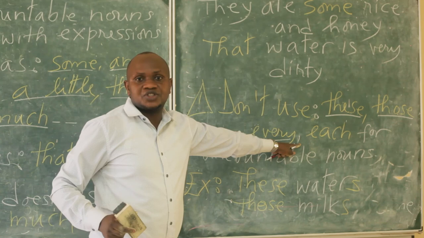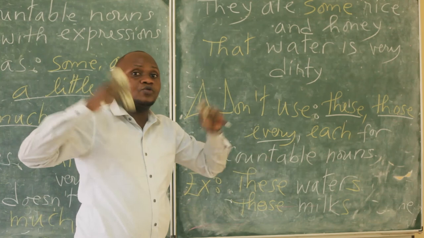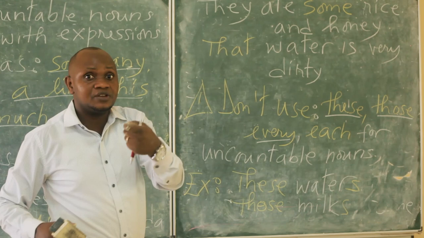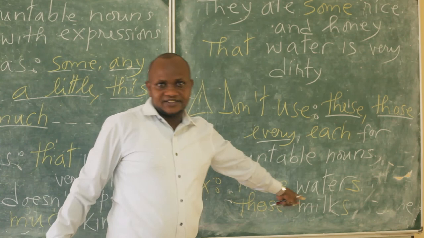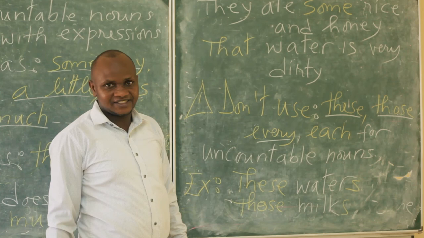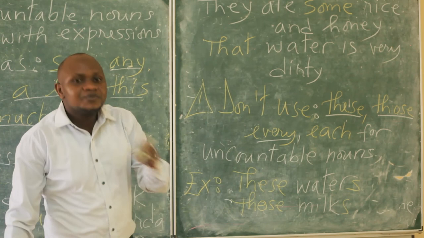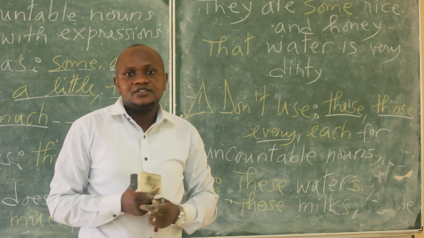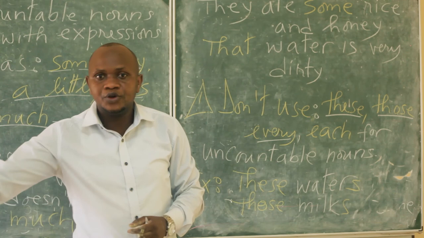As we saw in part 1, we say each student because it is countable, of course: each person, each house. Don't say these waters, impossible. These waters are very dirty. No, this water is very dirty. Don't say those milks. It doesn't exist. You will say that milk. Yeah, that milk. That milk is for you or is yours. That milk.